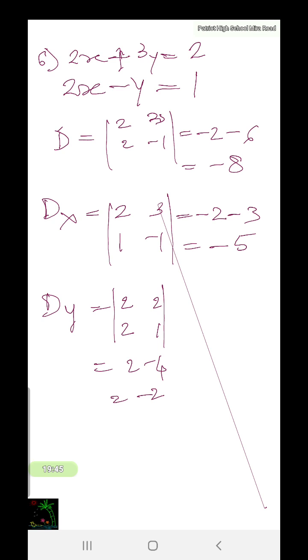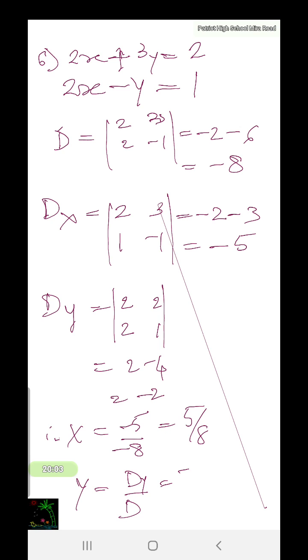Therefore x is equal to Dx upon D. Dx is minus 5 upon D is minus 8. So it will be 5 upon 8. And y is equal to Dy upon D. Dy is minus 2 upon D is minus 8. So it will be 1 upon 4.